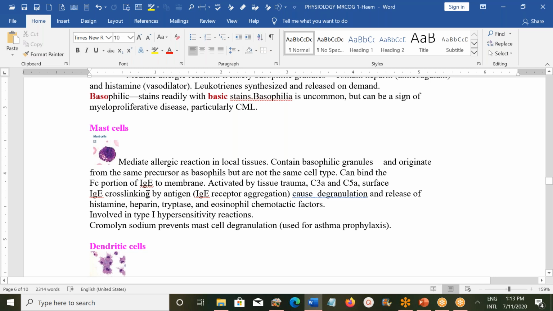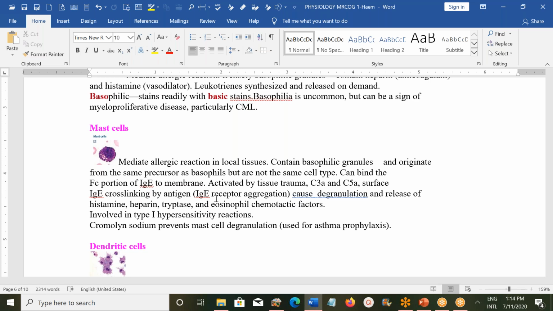They can bind the Fc portion of the IgE to the membrane, and IgE is the antibody, so the Fc portion will bind to the membrane. These cells are activated by tissue trauma, like complement C3a and C5a, and surface IgE, and then cross linkage will occur by antigen-IgE receptor aggregation. This series of events will lead to degranulation and release of histamine, heparin, tryptase, and eosinophilic chemotactic factors. So mast cells are basically involved in type 1 hypersensitivity reaction.